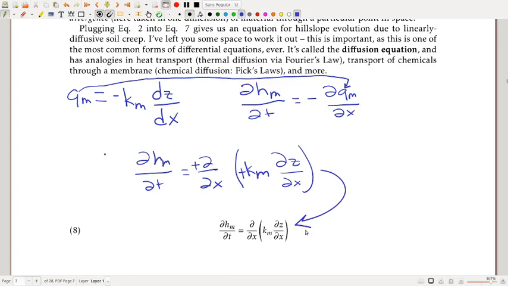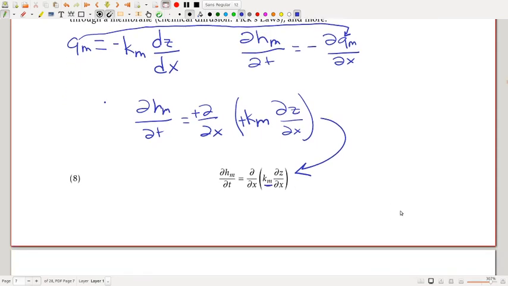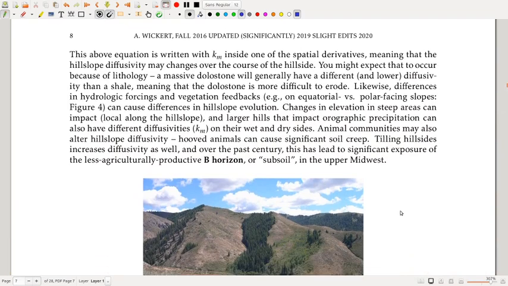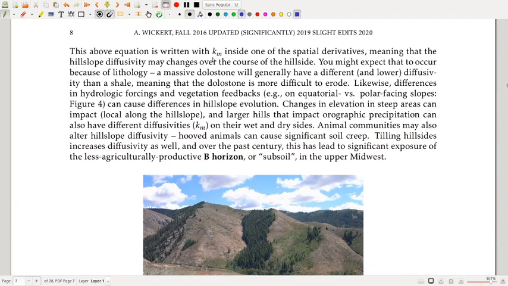And this equation is, in fact, known as the diffusion equation, but it's in a slightly more complicated form, a slightly less unpacked form than it would be traditionally written. And the reason for that is because we're also considering the gradients in this k sub m term, this hillslope diffusivity term. As we know, this above equation is written with k sub m inside one of these spatial derivatives. And what that means is that the hillslope diffusivity may change over the course of the hillside. That could occur because of something like lithology. So we've talked about large, blocky carbonate rock units like a dolostone or a limestone that can be more difficult to erode than a shale.